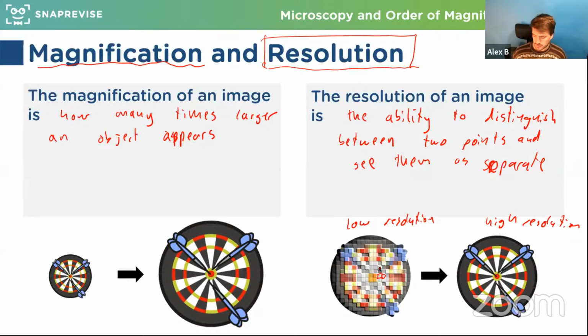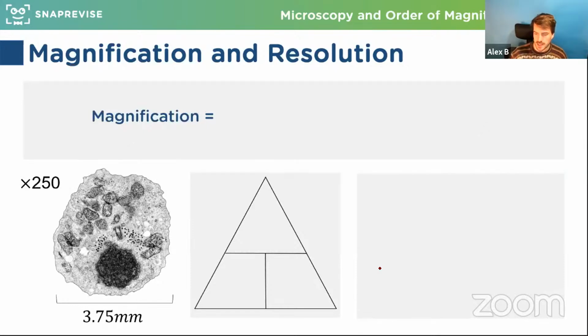So let's look at how we calculate between these. Has anyone seen this pyramid before? Or do you remember the calculation to do magnification?